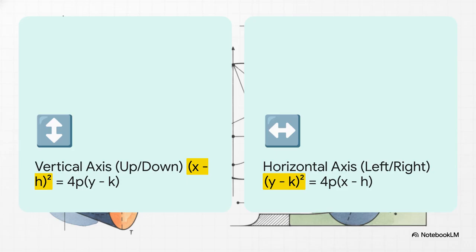So how do we turn that geometric idea into an actual equation we can use? Well, we get these two standard forms. Now look closely, because the difference is subtle but super important. For a vertical parabola, one that opens up or down, the x term is squared. For a horizontal one, opening left or right, the y term is squared. That's the very first thing you should always look for.